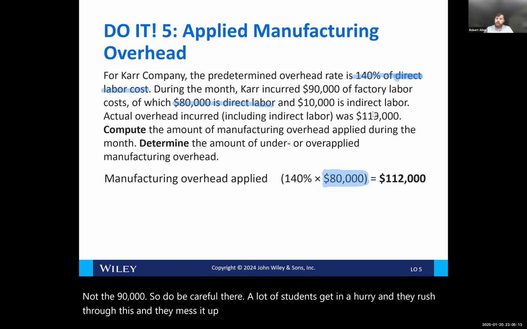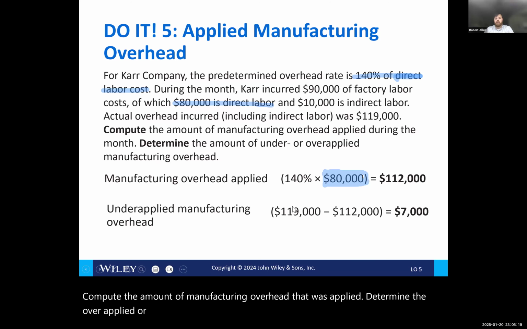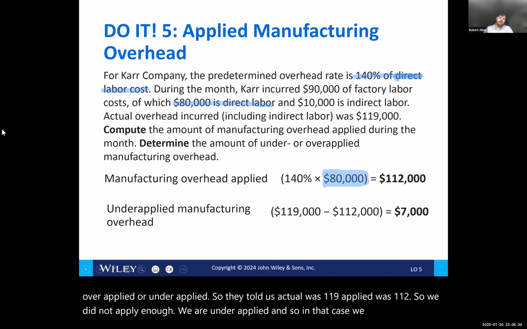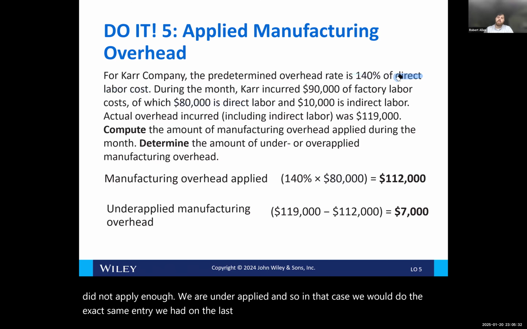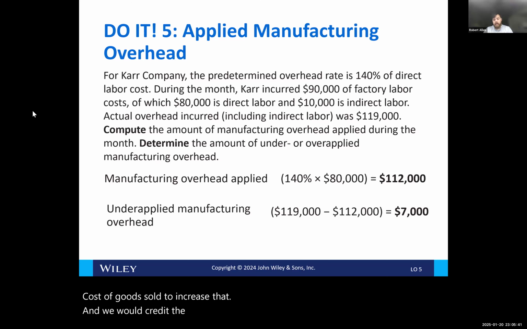Alternatively, they tell us actual overhead was 119, compute the amount of manufacturing overhead that was applied, and determine the over applied or under applied. So they told us actual was 119, applied was 112. So we did not apply enough. We are under applied. And so in that case, we would do the exact same entry we had on the last slide to correct, where we would simply debit cost of goods sold to increase that, and we would credit the manufacturing overhead applied account to apply more. And so that's how that would go.